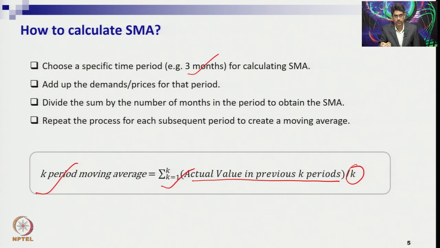Because in the next period, when you forecast for the k plus one period, you drop one older period and you add a new period, the kth period, into the picture. So every iteration, you drop one older period and add one new period. Therefore, we call it a moving average or a simple moving average.